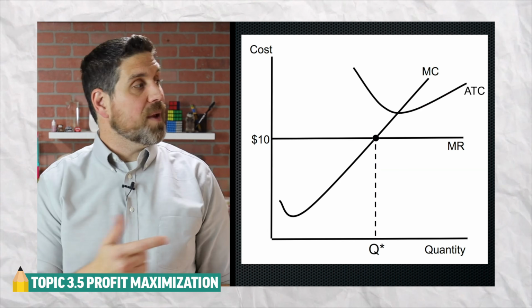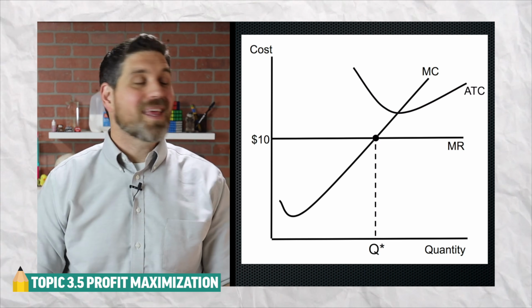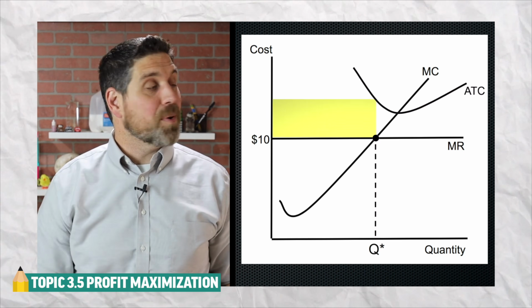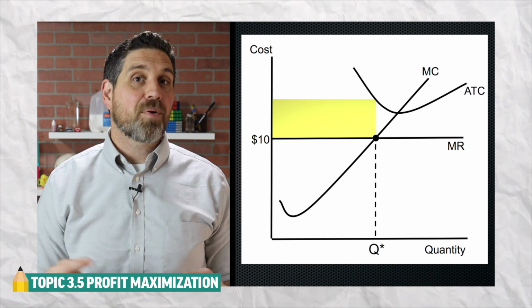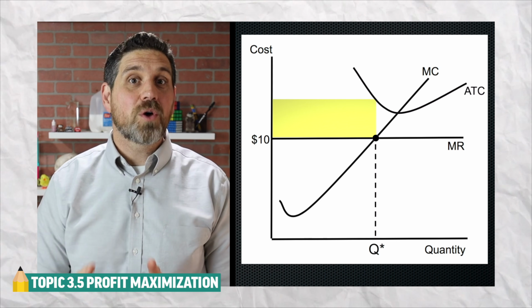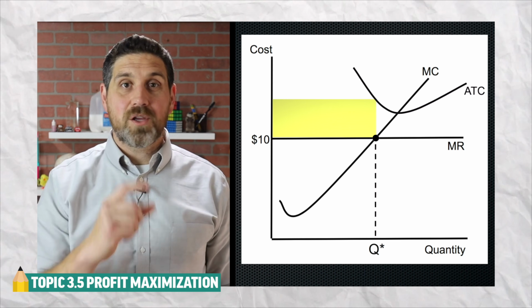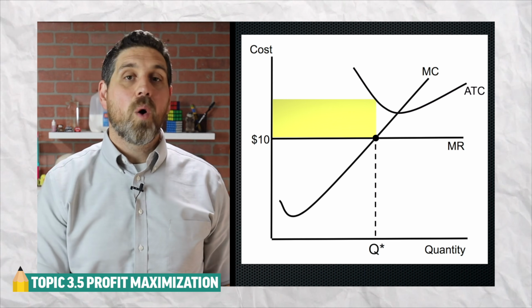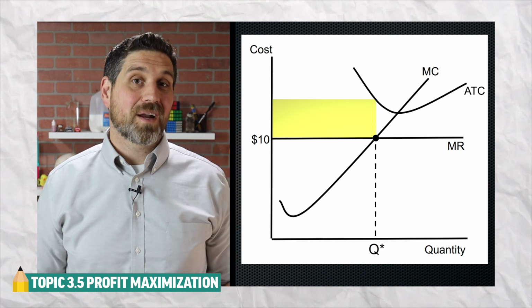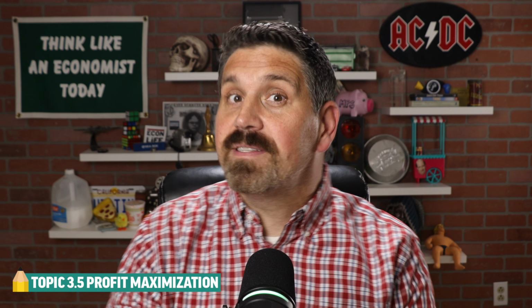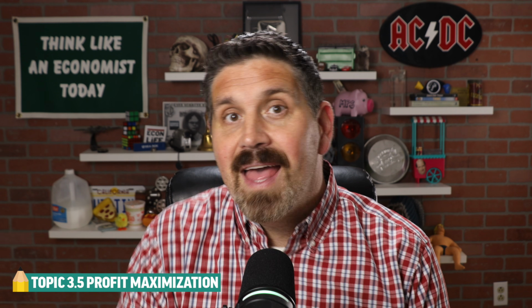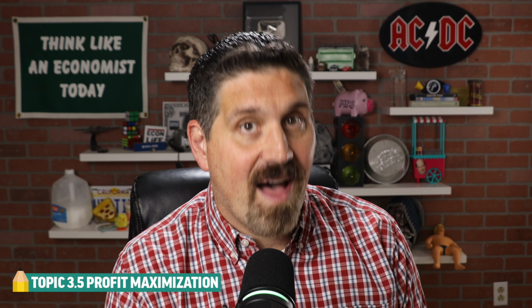But if the ATC is up here, you're going to be making a loss. But since you're making a loss anyways, it's best to produce where MR equals MC, because the profit maximizing rule is also the loss minimizing rule. This is a loss, but it's the smallest possible loss that you can get. If you produce more output or less output, you're going to end up with a bigger loss. This part is pretty easy, but you still need to practice, so take out your study guide and do the questions in topic 3.5.